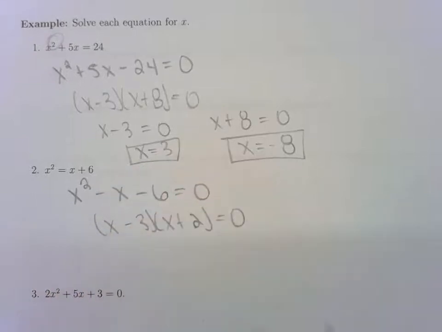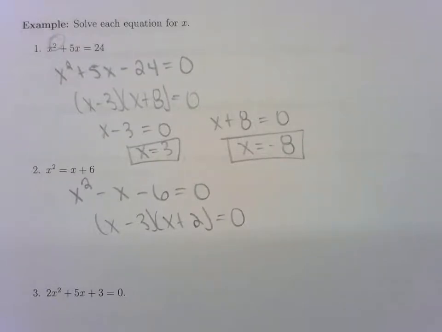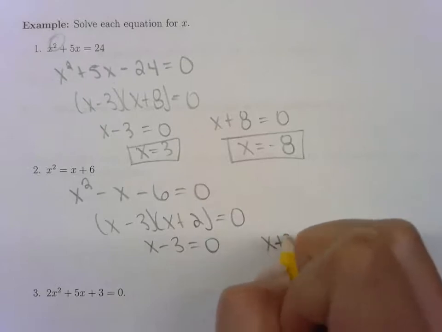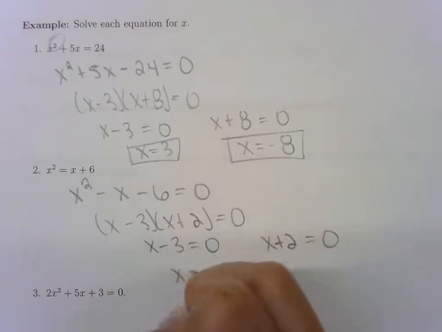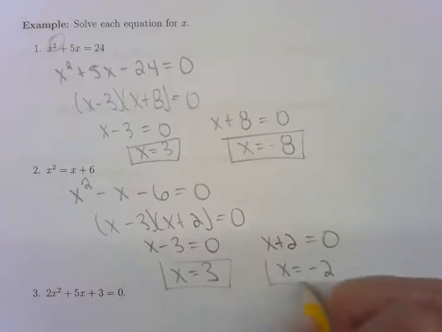Let's check that. Negative 3 times 2 is negative 6. Yes, that works. Now we can set each one equal to 0. So we'll have x equals 3 and x equals negative 2. So again, two solutions.